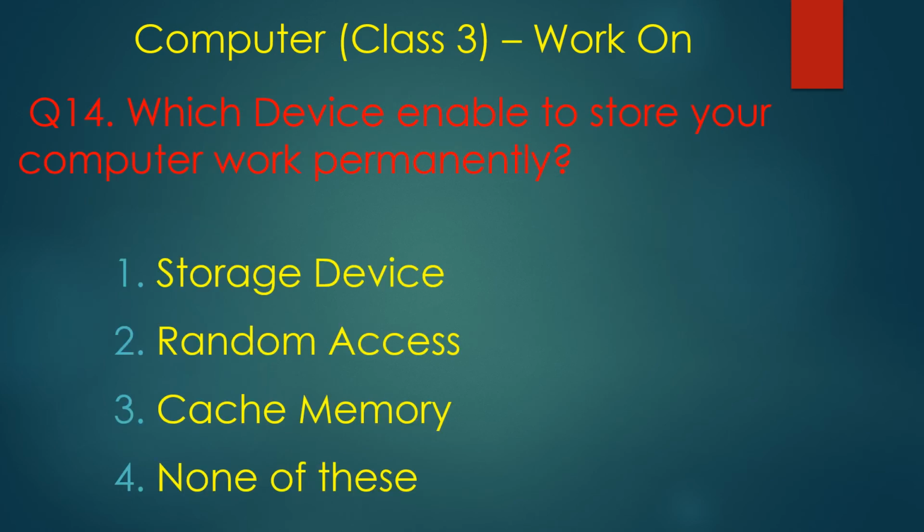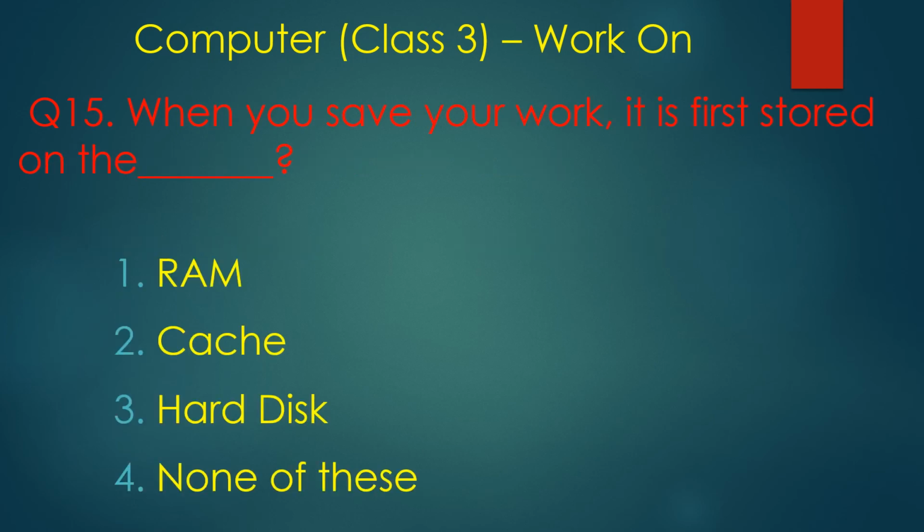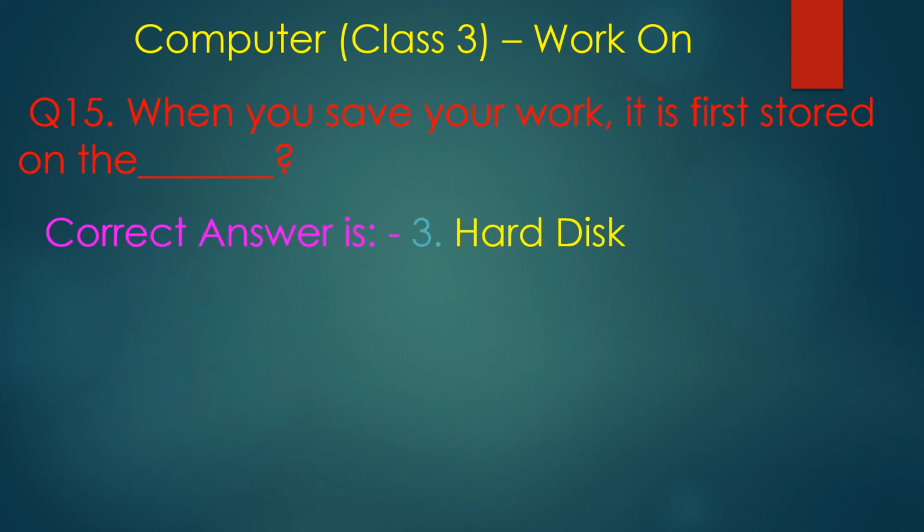Which device enables you to store your computer work permanently? Storage device, random access memory, cache memory, none of these. It is called a storage device that stores your computer work permanently. If you want to save data permanently, you need a storage device, like hard disk, pen drive, and other external devices. When you save your work, it is first stored in the RAM, cache, or hard disk? First stored in the hard disk.